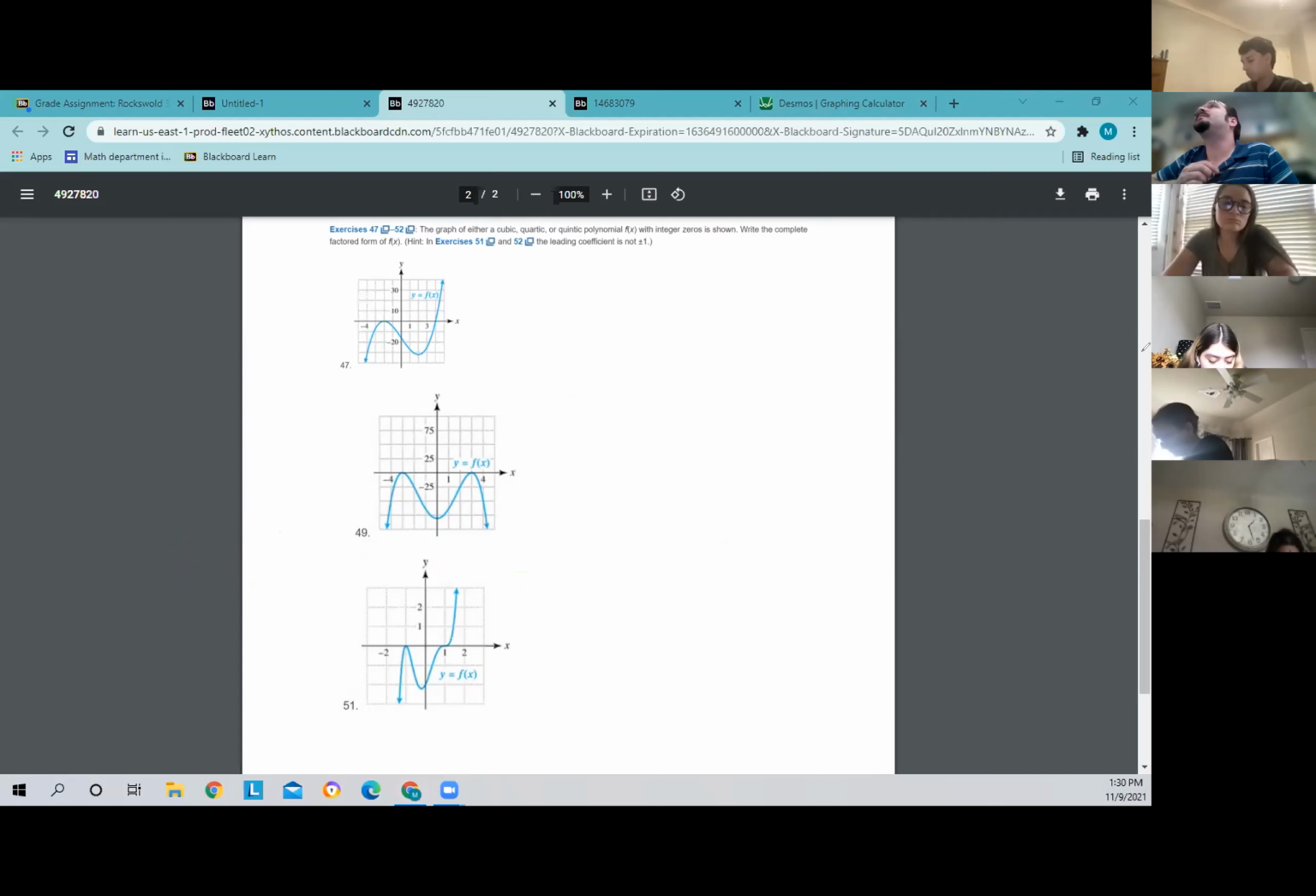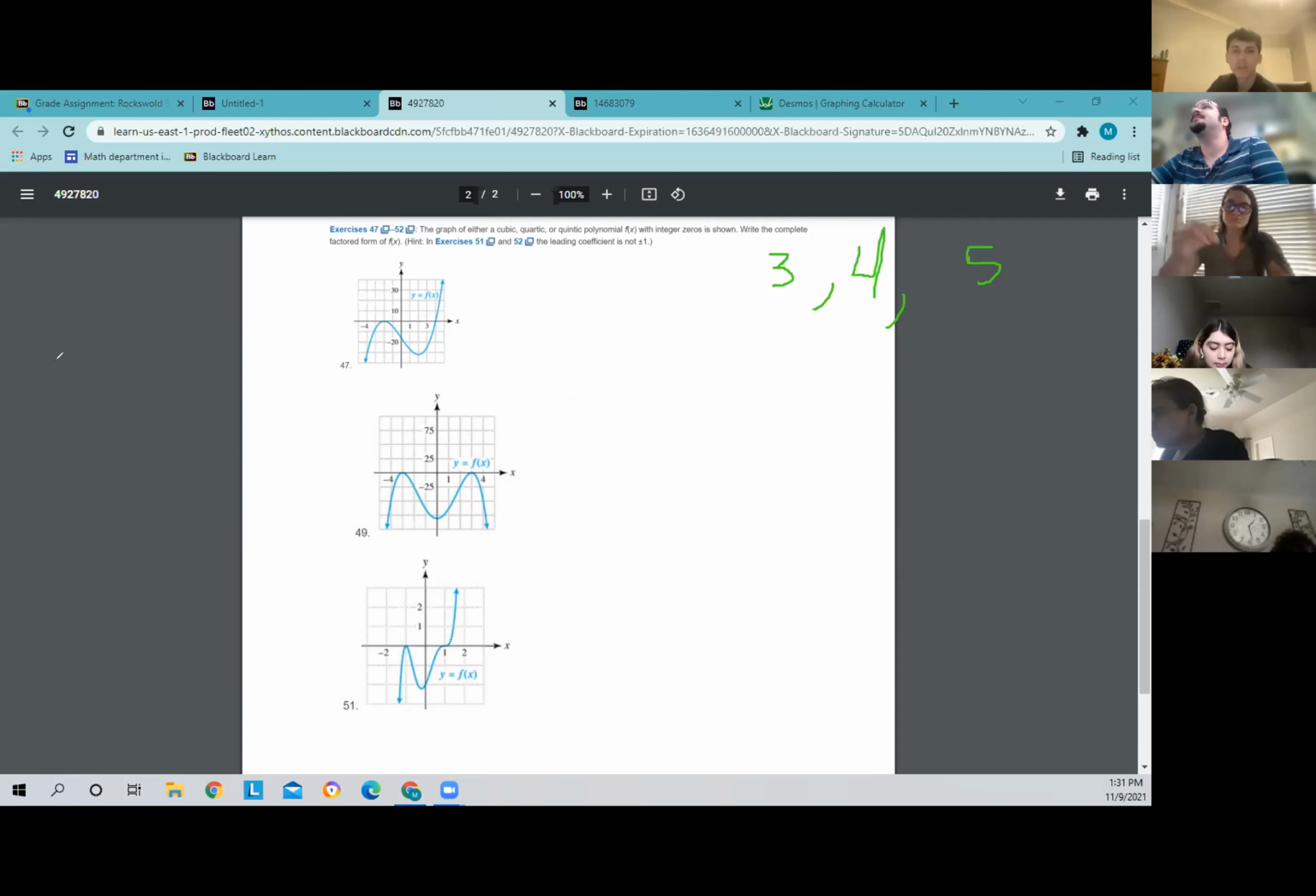Graph is either cubic, quartic, or quintic. So it's either 3, 4, or 5 is what it sounds like they're saying. In English, cubic, quartic, or quintic means what? 3, 4, 5. That's the degree of the polynomial. They want this in complete factored form. And in 51 and 52, the leading coefficient is not plus or minus 1.